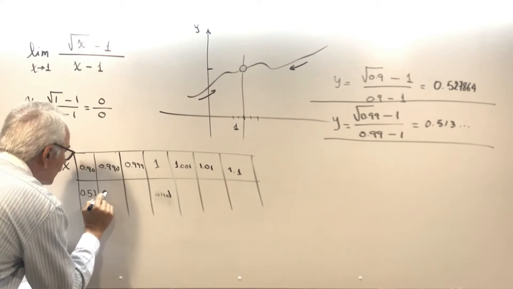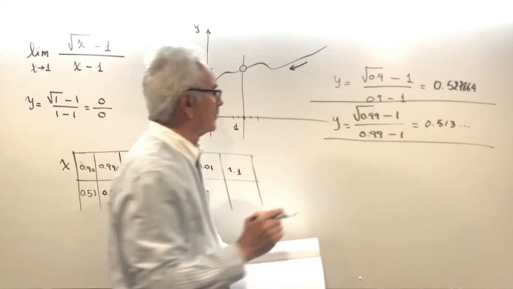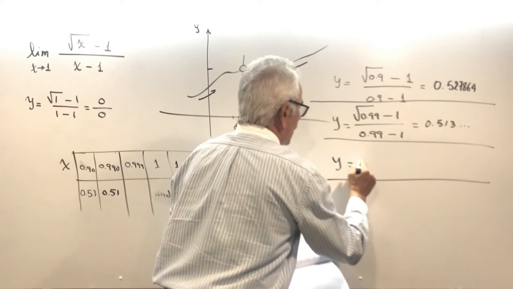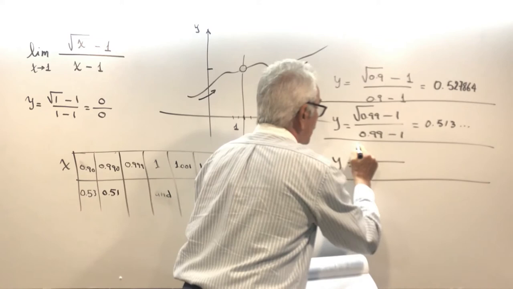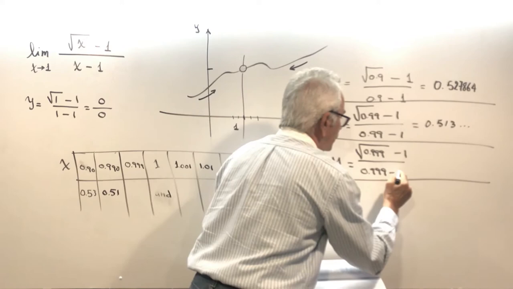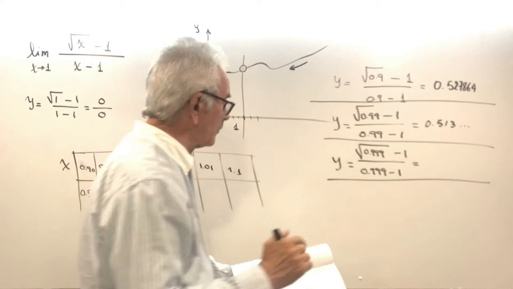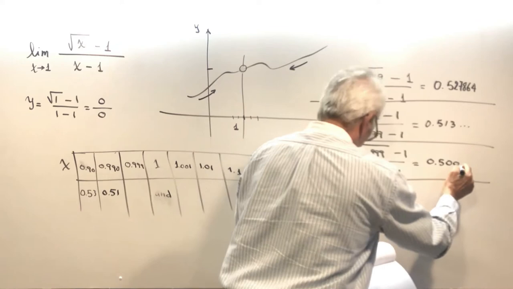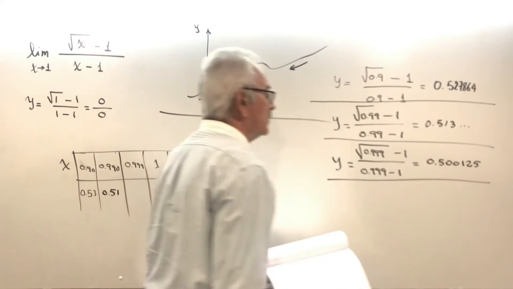What happened when x equals 0.999? So the square root of 0.999 minus 1, divided by 0.999 minus 1. So if you perform this operation, you get 0.500125. Now I will write 0.50.